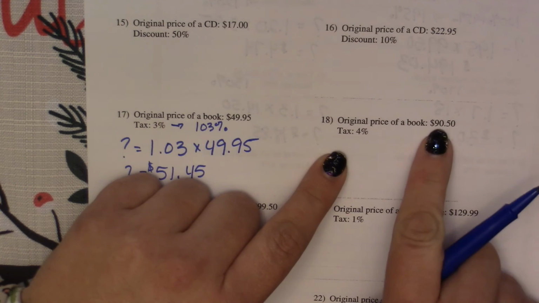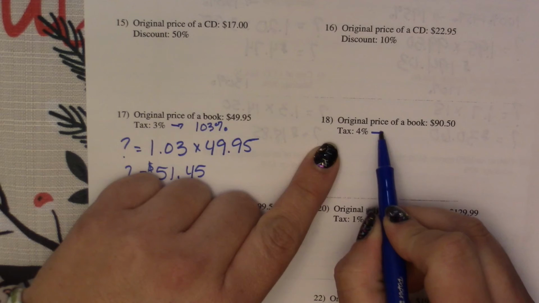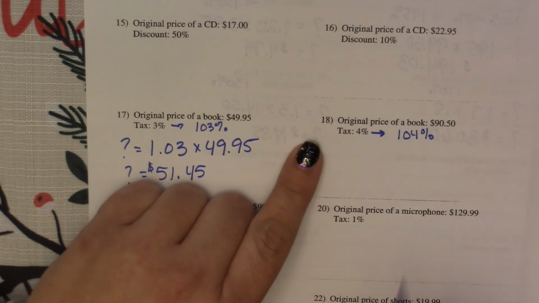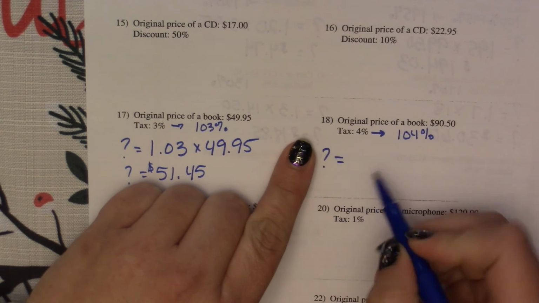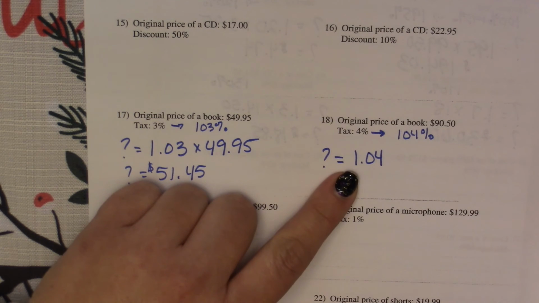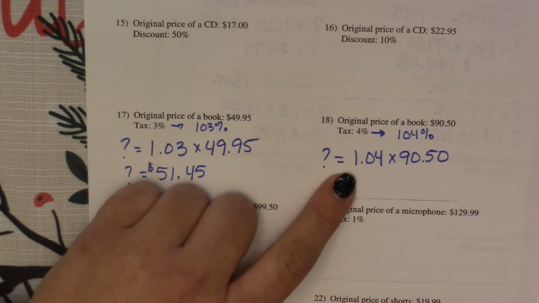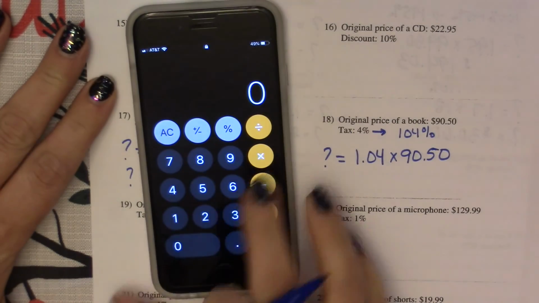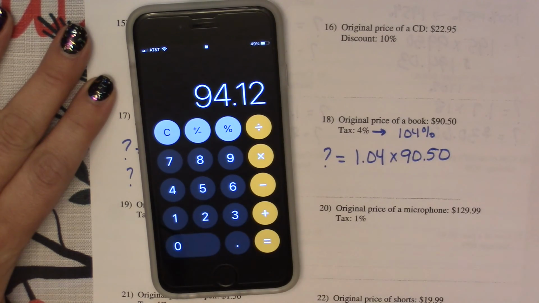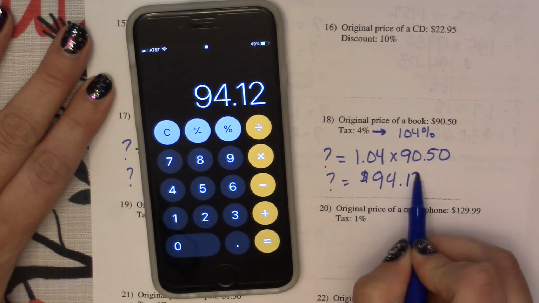All right, let's do number 18. The original price of the book is $90.50, and it's a 4% tax. So that means that the customer would end up paying 104% of the price. So the part the customer pays is 104% as a decimal, 1.04, times the cost of the textbook. We use our calculator. 1.04 times $90.50 gives us a final selling price of $94.12.